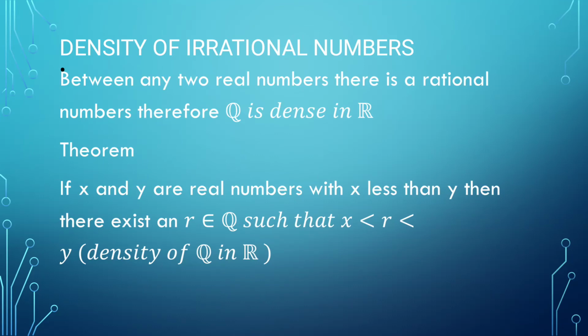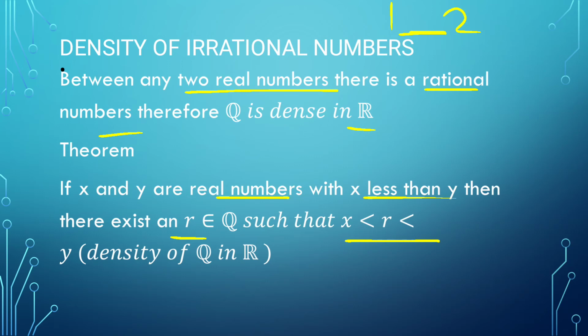Let's look at another key thing, which is called density of rational numbers. Notice, between two real numbers, there is a rational number. So between two real numbers, say 1 and 2, in between there is a rational number. And therefore, we say that the rational set is dense in the real set. So let's look at this theorem. If x and y are real numbers with x less than y, then there exists r, a rational number, such that x is less than r and r is less than y, and this is what we define as density of the rational number set in the real set.